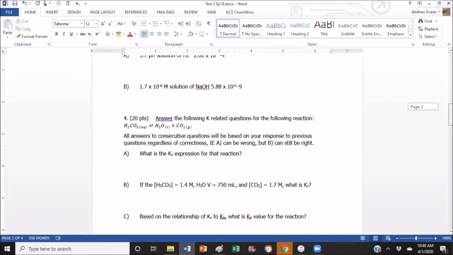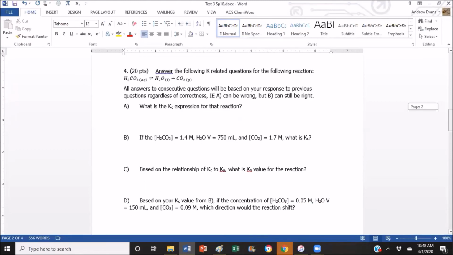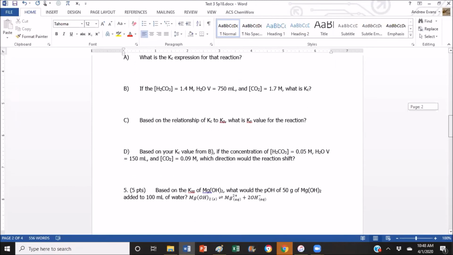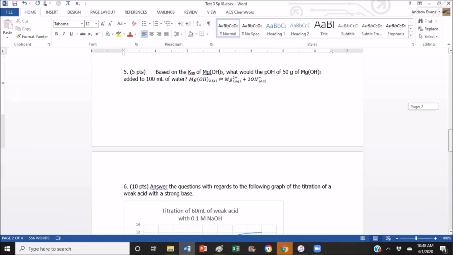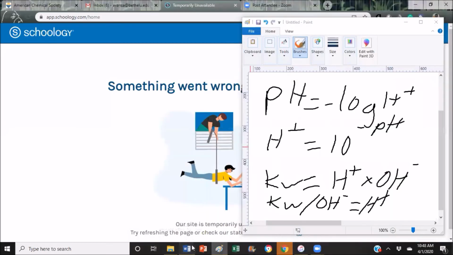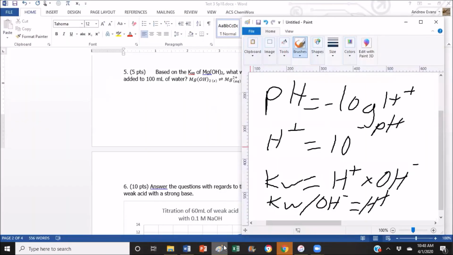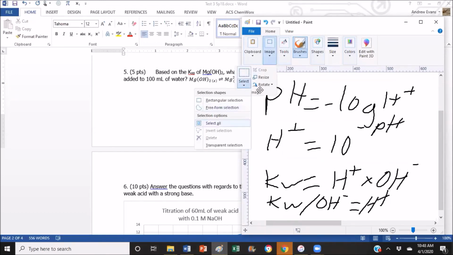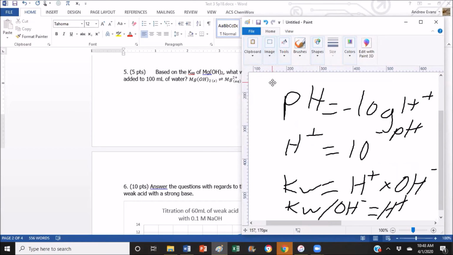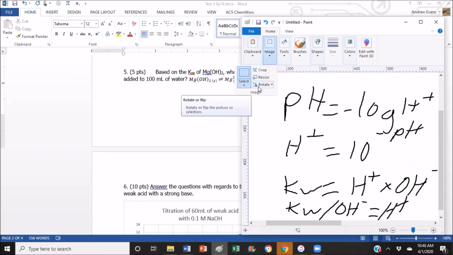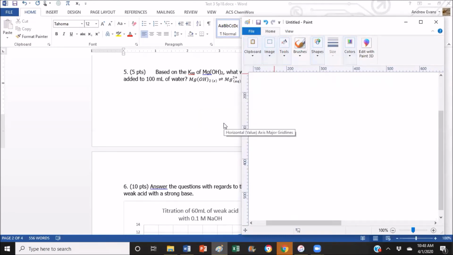Now, since we already covered chapter 15, I'm going to go ahead and skip 4 and go straight to 5, a Ksp problem. Once again, I do not give you this Ksp, but you can look all these up. You would just Google solubility product. You could Wikipedia the solubility product of this.